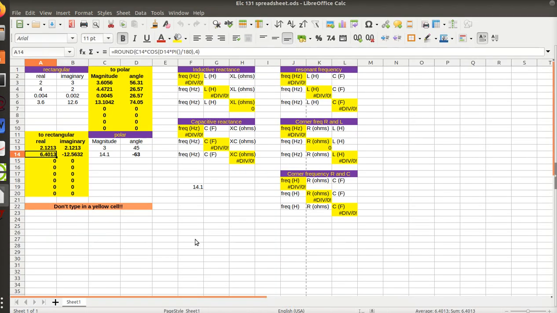So if I go to the spreadsheet and I want the corner frequency for R and C, then my R is 1200, that'd be 1.2 K, and my capacitance is 470 E minus 9. And then I hit the enter, and you see that the frequency is about 282, and that would be in hertz. So 282 hertz. That should be the corner frequency.